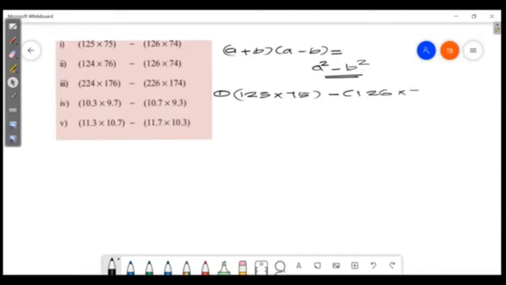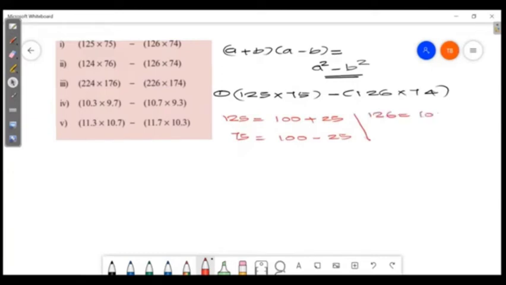Minus 126 into 74. So we can represent 125 as 100 plus 25 and 75 as 100 minus 25, isn't it? 125ന് നമുക്ക് 100 plus 25 എന്ന് എഴുതാം, 75ന് 100 minus 25 എന്ന് എഴുതാം. So the first product 125 into 75 can be written as (100 plus 25) into (100 minus 25). Look at the next one, 126 into 74. We can write 126 as 100 plus 26 and 74 as 100 minus 26.